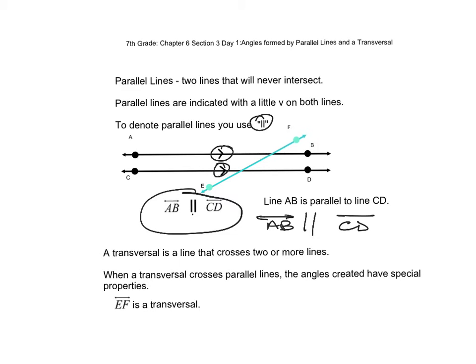Never assume that two lines are parallel. You must be told either this way, where they tell you what lines are parallel, or with these little V things. A transversal is a line that crosses two or more parallel lines. So line EF is a transversal because it's crossing two parallels. And they create special angles. So it creates angle 1, 2, 3, 4, 5, 6, 7, 8. So those angles are special.